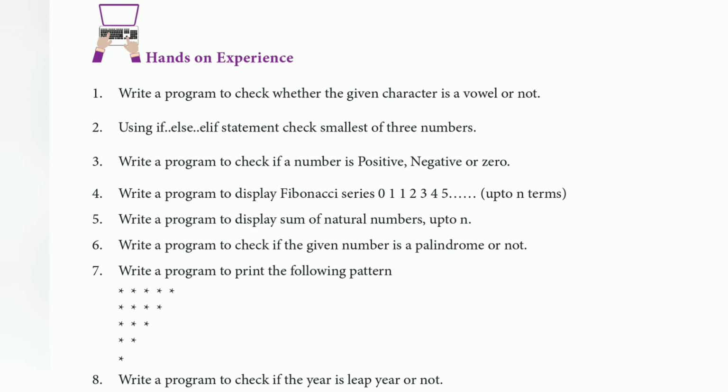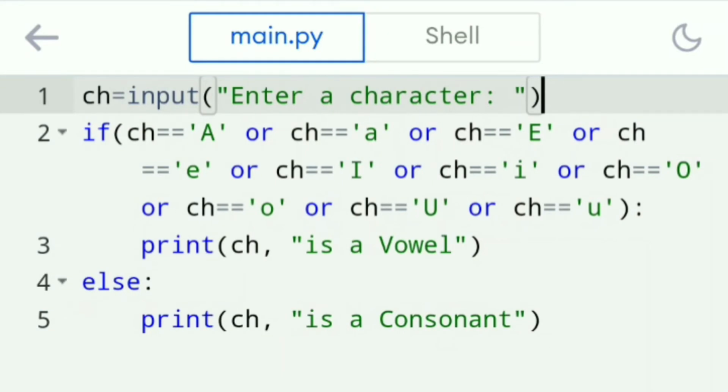In if, you have to introduce the condition, that is, the given character you have to compare with all the vowels. And if it is true, if it is satisfied, you have to say yes, it is a vowel. Or else, if it is not satisfied, you have to say it is a consonant. That is the program. So in this program, you have to get the character and compare it with vowels. If it is true, you have to say it is a vowel. If it is false, you have to say it is a consonant. Okay, this is the program.